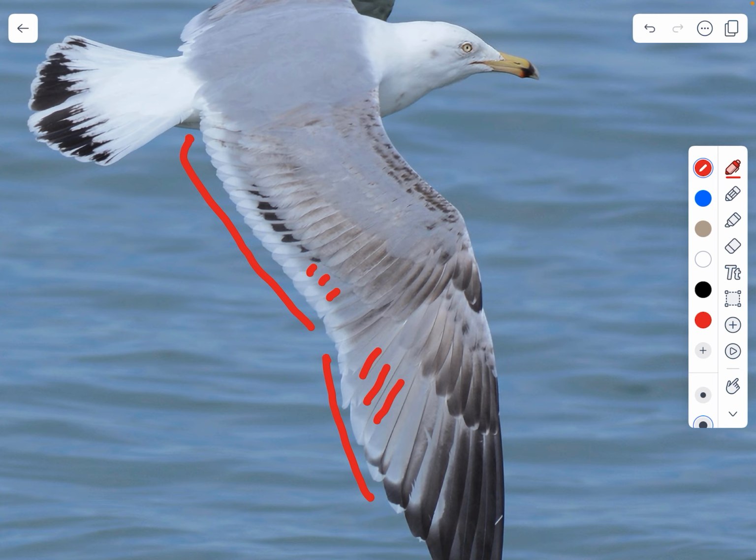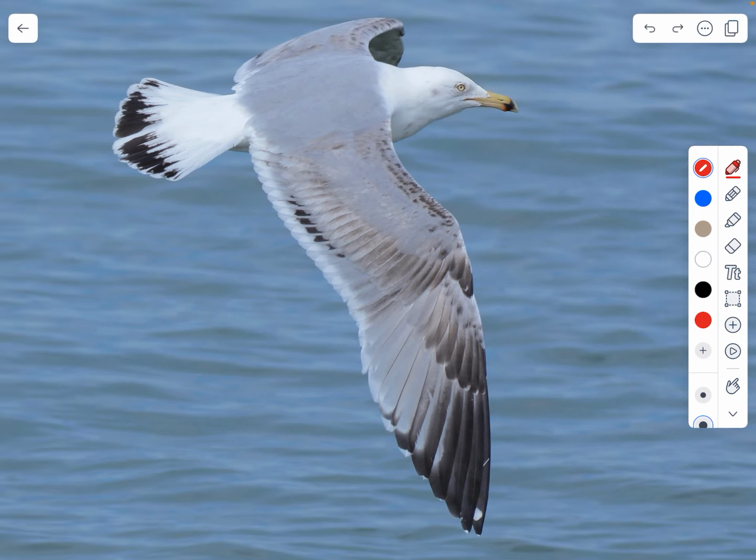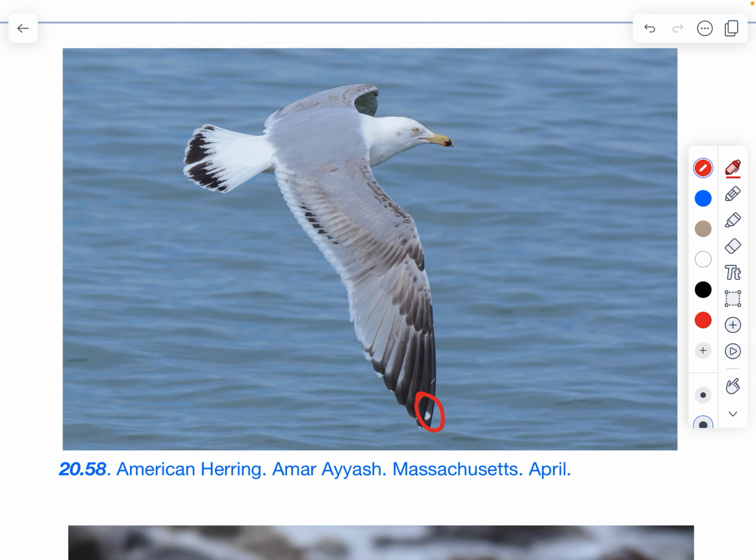Now, it doesn't have to be continuous gray. There could be some blotting and spotting and brown and black pigment, but the broad white tips to those secondaries and inner primaries make this a pretty safe third cycle type. Of course, we'd never call this an adult with black on the tail and black on the primary coverts. It is a third cycle American herring, and the P10 mirror here just supports that.